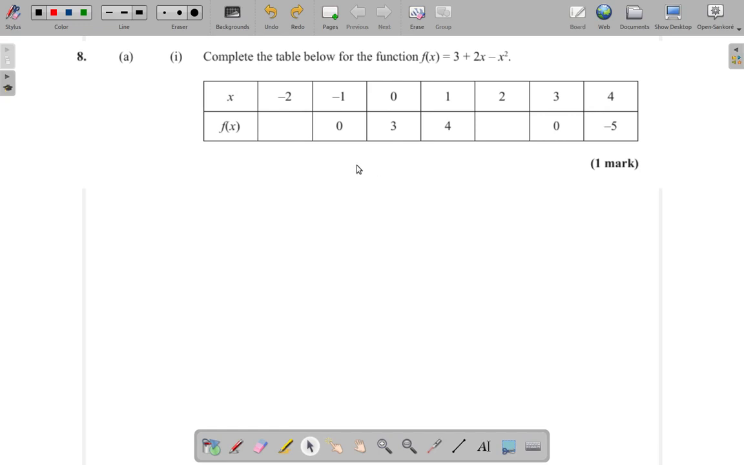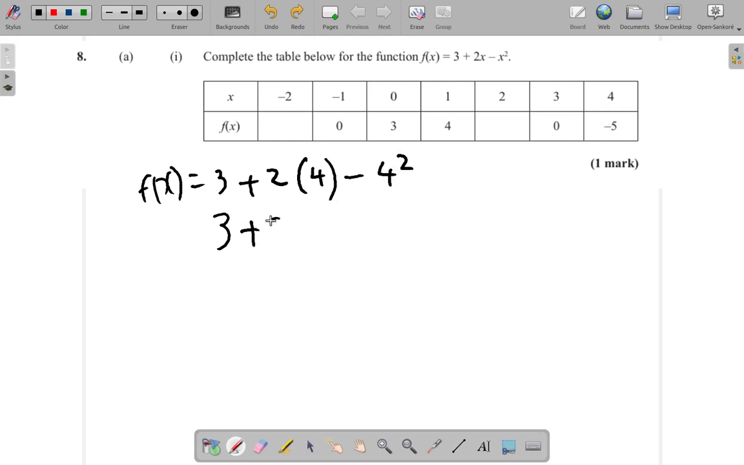Now, for example, they have had 4 for x, and they're going to place 4 in this function, do the calculation, and get out negative 5. That's one example. Now, what they did was to say f of x is equal to 3 plus 2 times 4 minus 4 squared. So they had 3 plus 2 fours 8 minus 4 squared, which is 16. So 8 and 3 is 11 minus 16. And 11 minus 16 is negative 5. So that's how they obtained the negative 5 here.